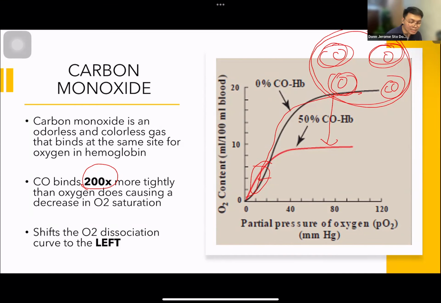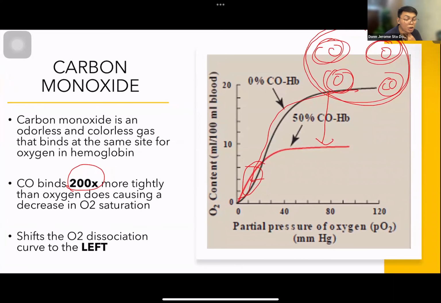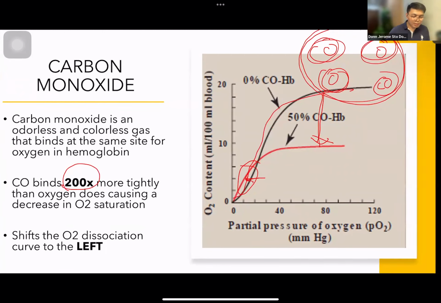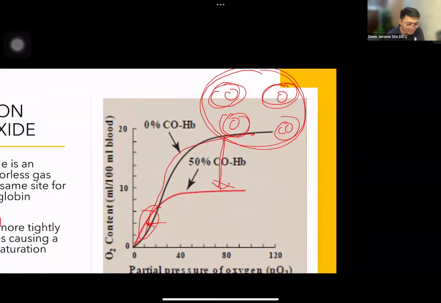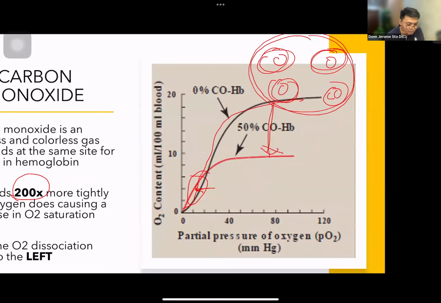So when you're asked in the exam, what's the effect of carbon monoxide on your hemoglobin dissociation curve? It's downward and leftward. Okay? Right. So last one, promise. Last slide, please.